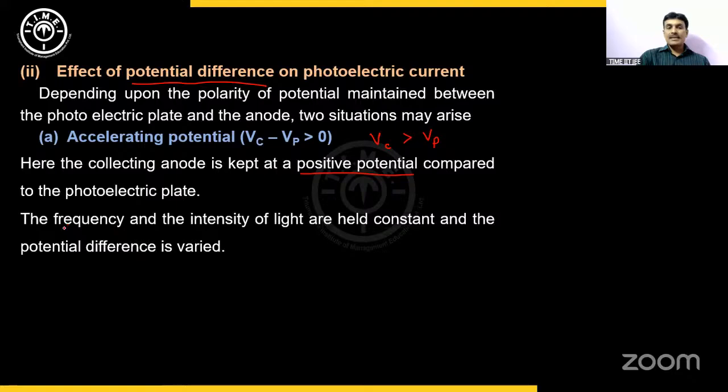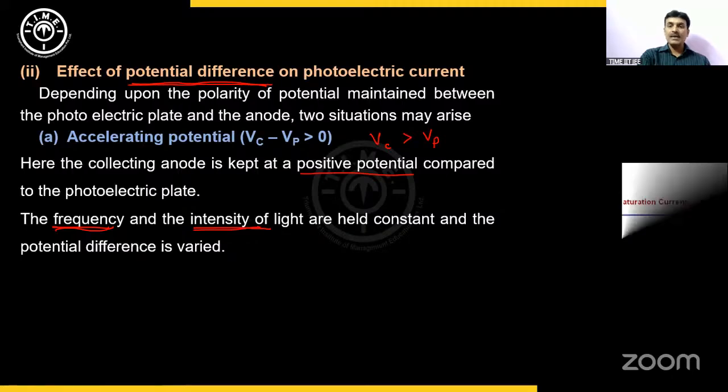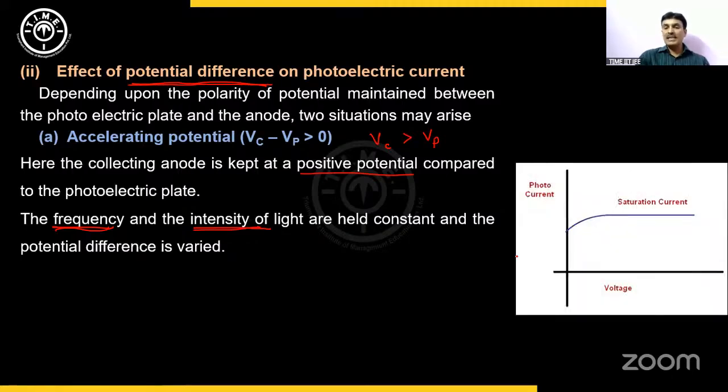In this case, frequency and intensity are maintained constant. See, we are going to study the effect of potential difference on photoelectric current. So the other two parameters, the frequency of radiation and intensity of radiation, are maintained constant. Now the potential difference is varied. With increase in voltage, the photocurrent gradually increases up to a certain value, and after a certain potential, the current almost becomes constant. This constant current is called the saturation current.